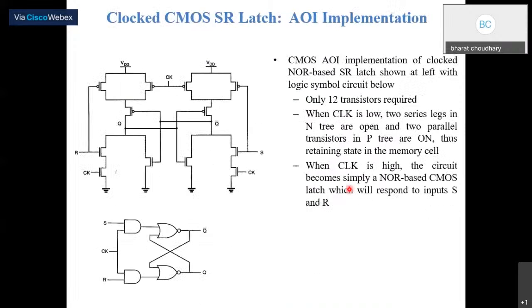So this is the CMOS AND-OR-inverter implementation of the clocked AND-OR based SR latch shown on the left. Only 12 transistors are required. When the clock is low, the two series transistors in the N tree are open, and the two parallel transistors in the P tree are on. Thus the previous state is retained in the memory cell. And when the clock is high, the circuit becomes simply a NOR based CMOS latch, which means it will be the simple SR latch.